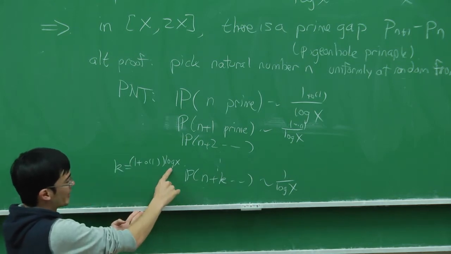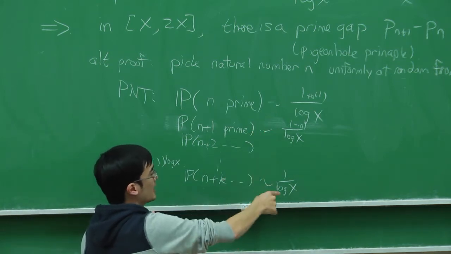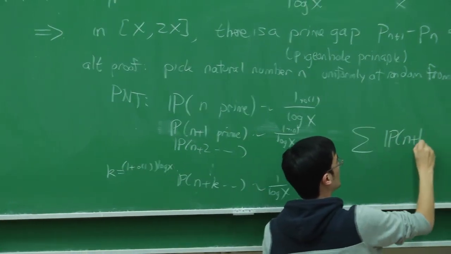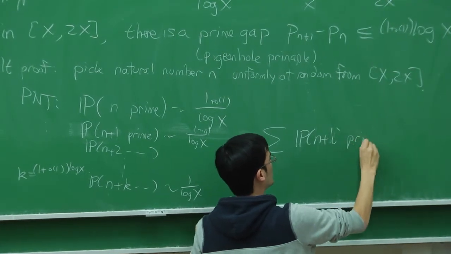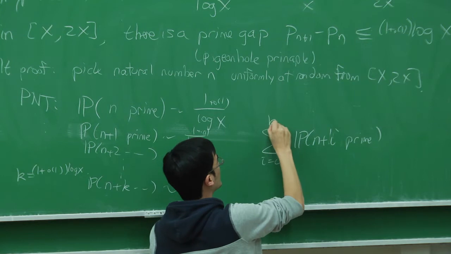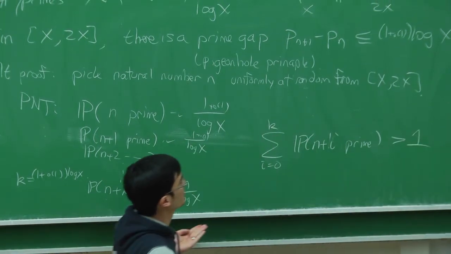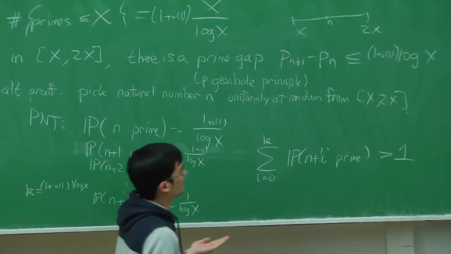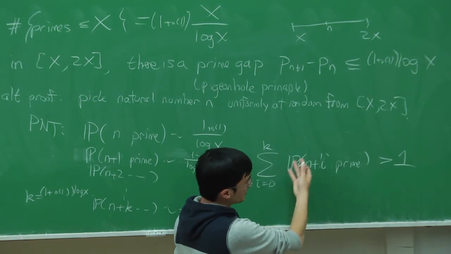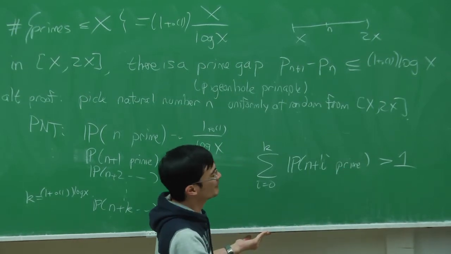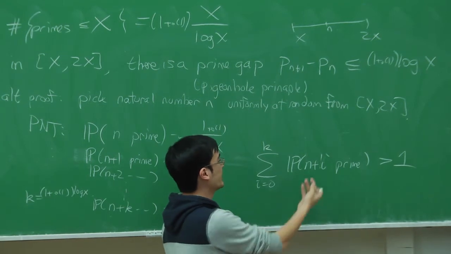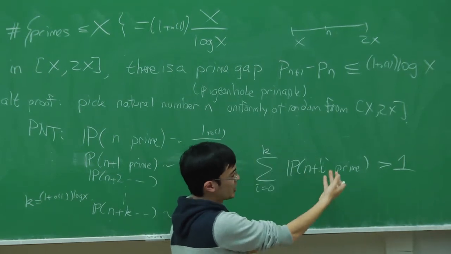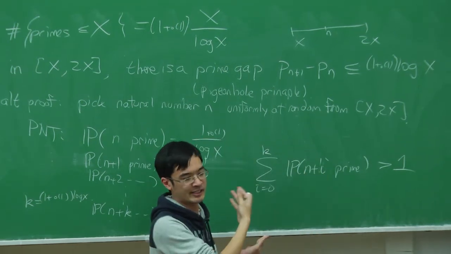So if you pick k just a little bit bigger than log x, you can make these probabilities sum, over i equals, say, 0 to k, to be bigger than 1. And then if you have a whole bunch of events whose total probability is bigger than 1, then from the pigeonhole principle, again, with positive probability two of these events have to occur simultaneously. So there must be somewhere where n plus i and n plus j are both prime, and that gives you a prime gap of at most j minus i, which is at most log x.